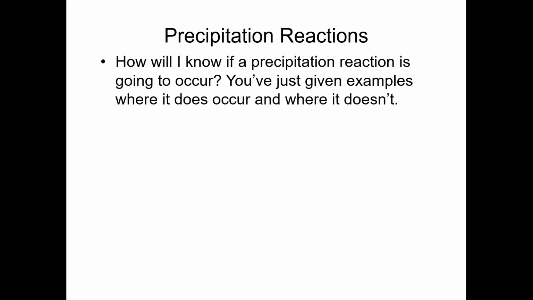Now, the question that's going to arise for you is, how will I know if a precipitation reaction is going to occur? Because what I've just done is given you two examples. One was, if I mix sodium chloride with potassium bromide, nothing happens, because sodium chloride, potassium bromide, sodium bromide, and potassium chloride are all soluble in water, and so nothing happens. Whereas if I mix potassium chloride and silver nitrate together, although potassium chloride is water soluble and silver nitrate is water soluble and potassium nitrate is water soluble, silver chloride is not, and so I get a precipitation reaction.